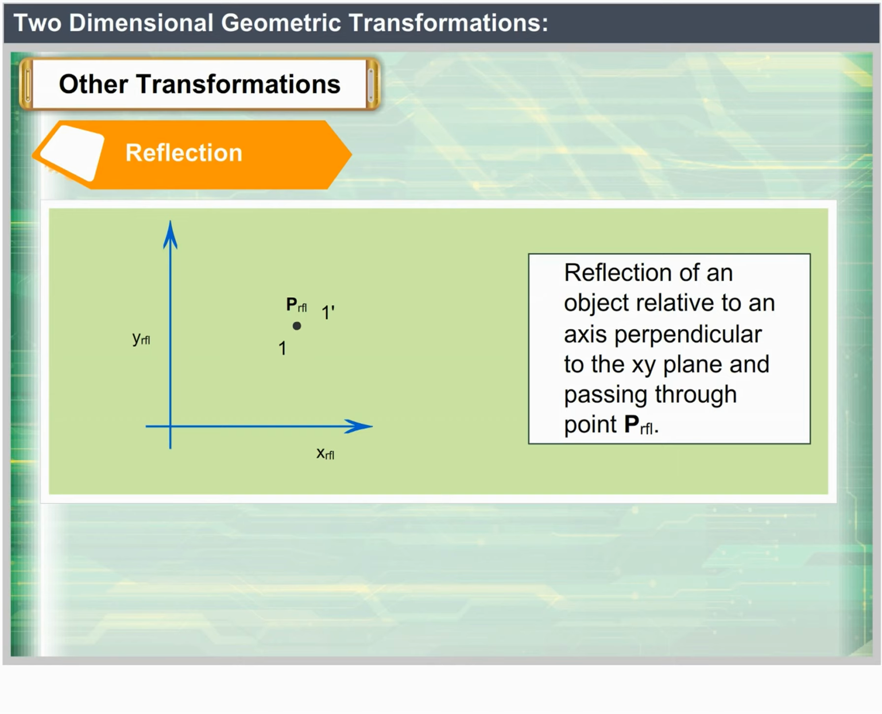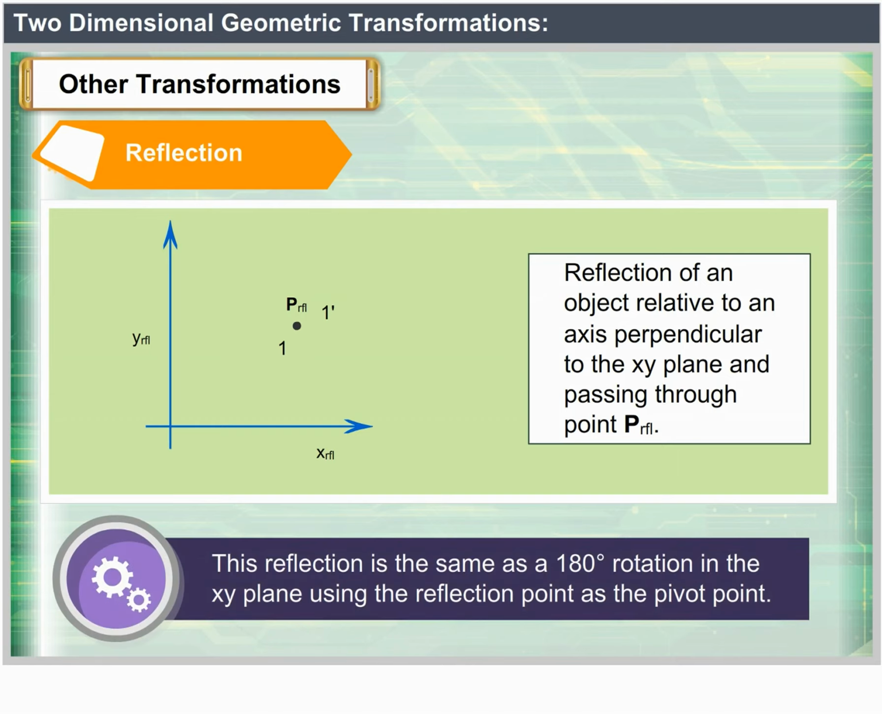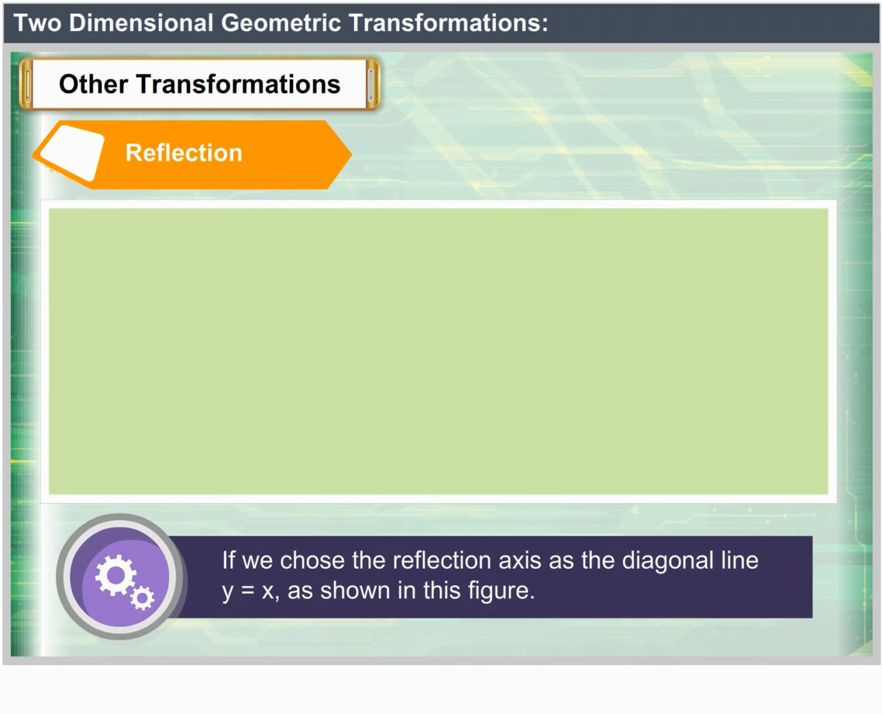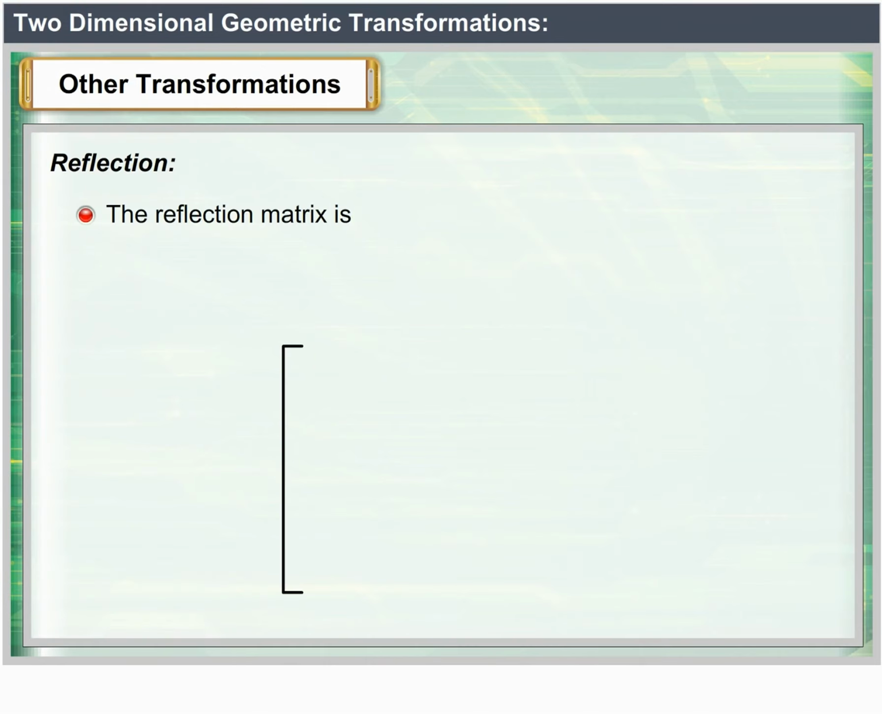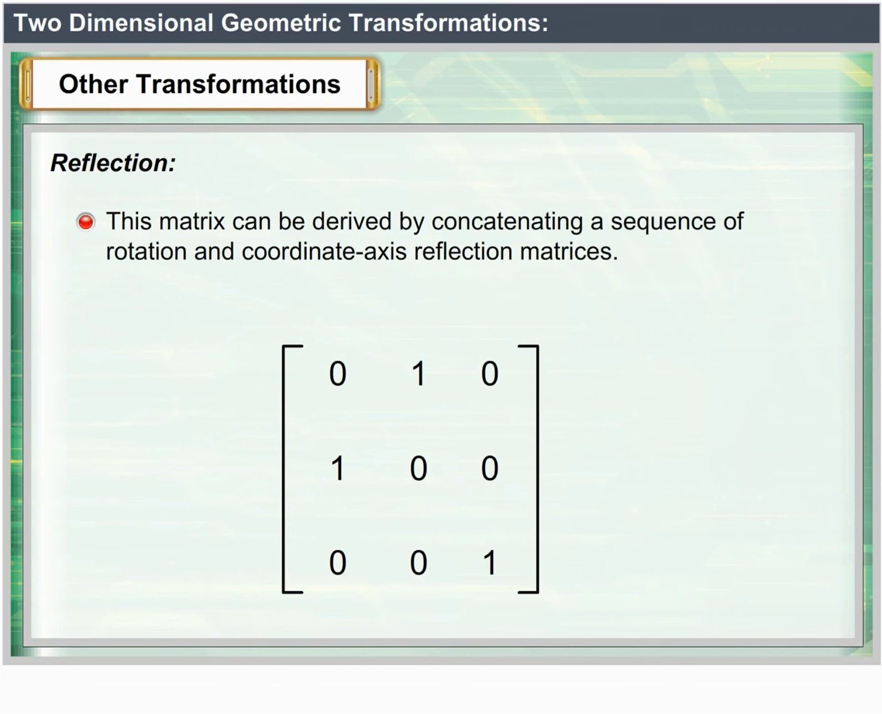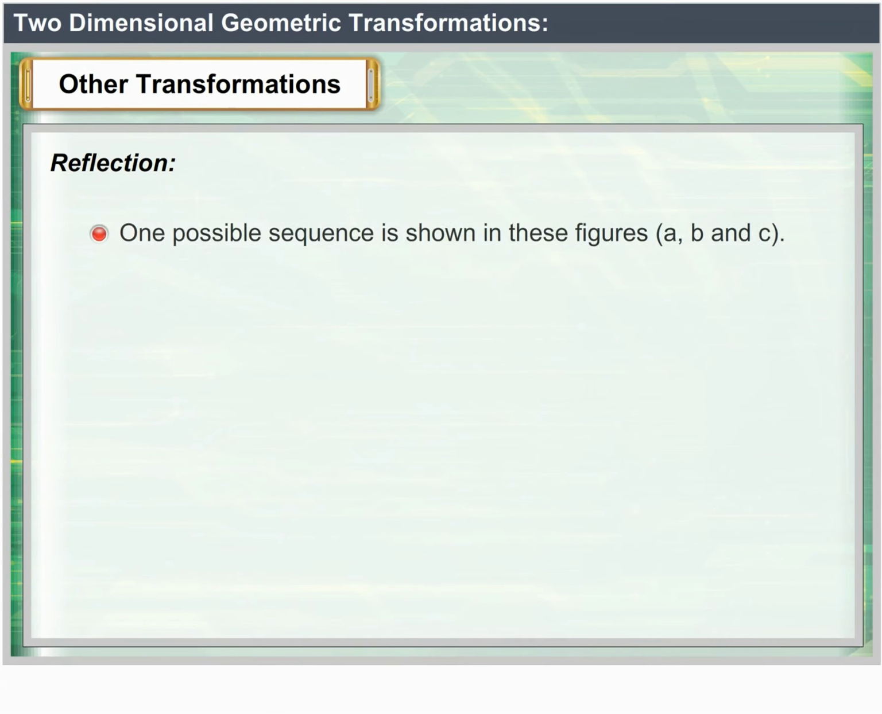If we choose the reflection axis as the diagonal line y equals x, as shown in this figure, reflection of an object with respect to the line y equals x, the reflection matrix is shown here. We can derive this matrix by concatenating a sequence of rotation and coordinate axis reflection matrices. One possible sequence is shown in these figures. A. Clockwise rotation of 45 degrees. B. Reflection about the x-axis. C. Counterclockwise rotation by 45 degrees.